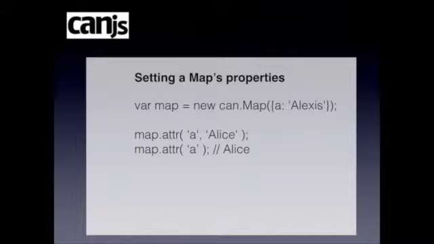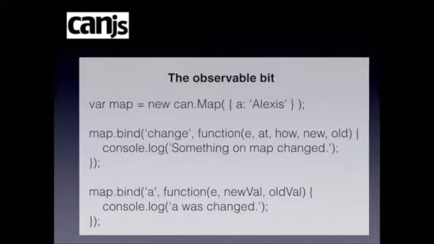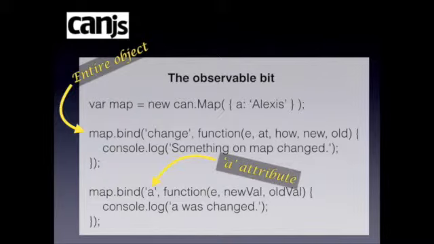Setting a map's properties is done using the standard pattern that jQuery popularized: if you pass in a second parameter, it sets it; if you don't, it gets it. And here's the observable bit. If you want to observe changes on the entire object, you just say map.bindChange and pass in a function to do something with. If you just want to see when an attribute changes, you map.bind on the attribute, and you pass in a function that you do something with the change.